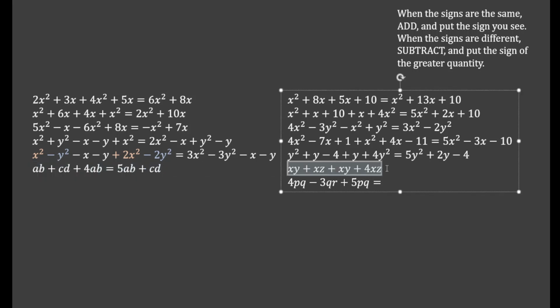This one, again, we have XYs and XZs and a bunch of different stuff. The XYs can be paired because XY is like XY, and XZ is like XZ. So this would give me 2XY, and XZ plus 4XZ would give me plus 5XZ. Got it?